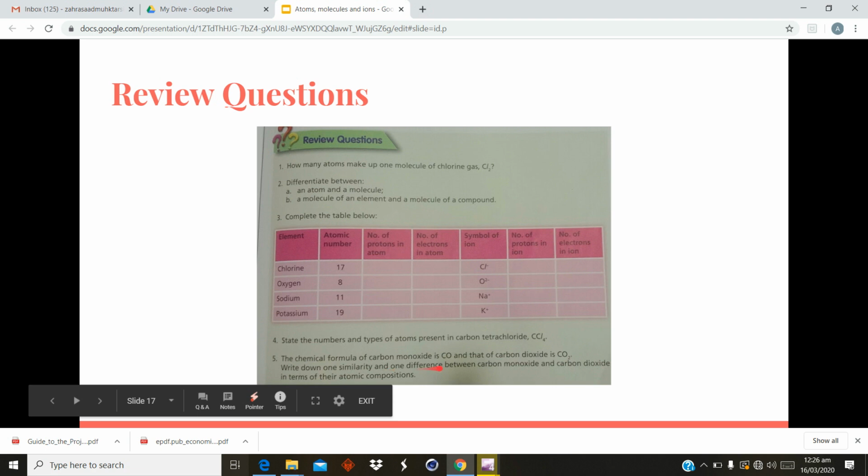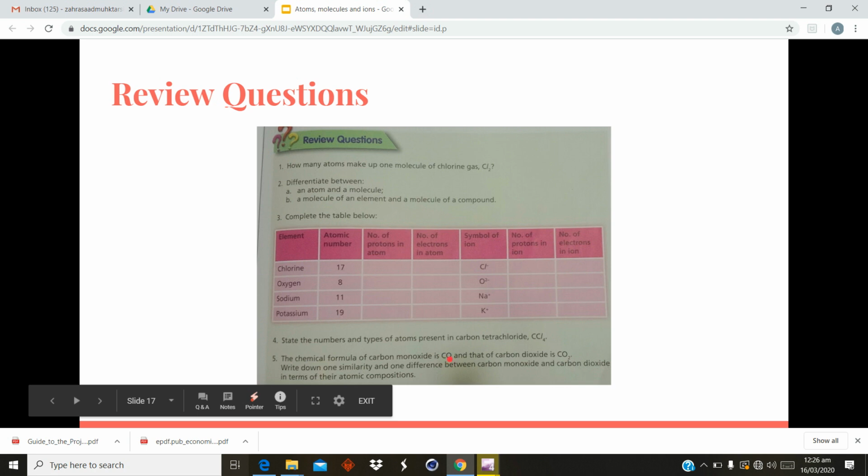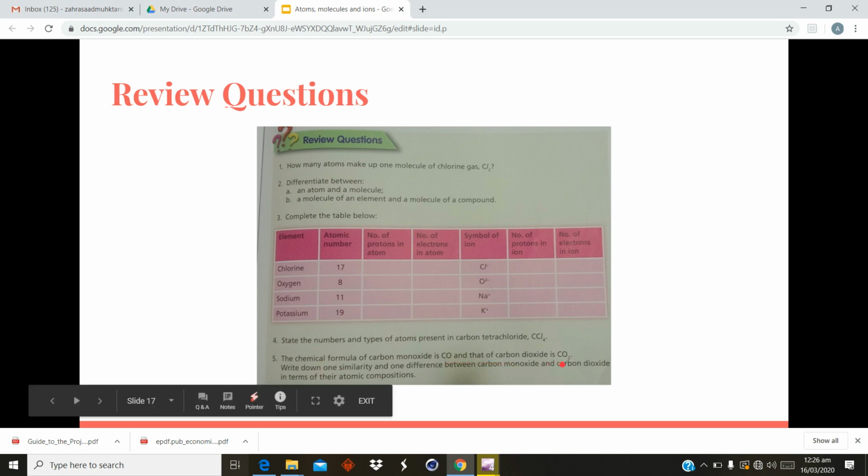The chemical formula of carbon monoxide is CO, that of carbon dioxide is CO2. Write down one similarity and one difference between carbon monoxide and carbon dioxide in terms of their atomic composition. So I'll give you a hint. Just look at the type of atoms, right? How many types of atoms are there in carbon monoxide and how many types of atoms are there in carbon dioxide, and then you can also talk about the number of each kind of atom.